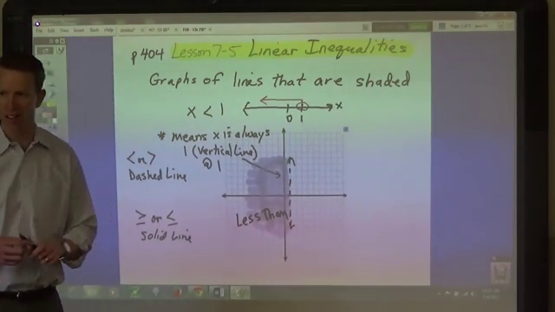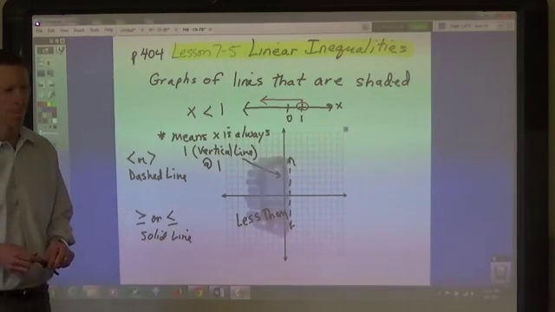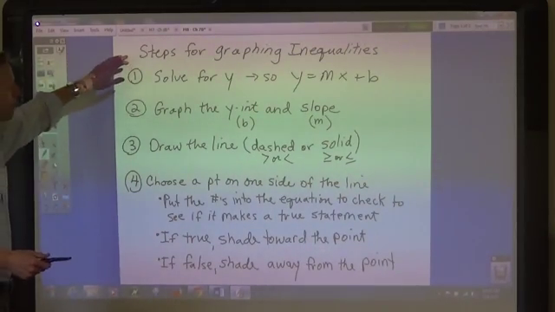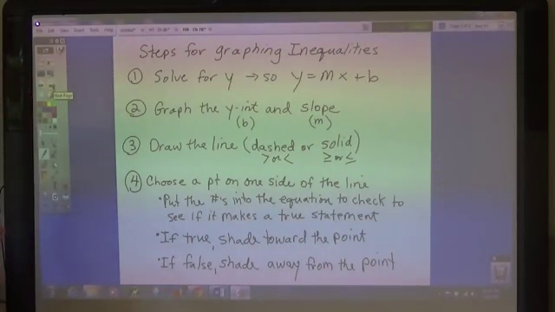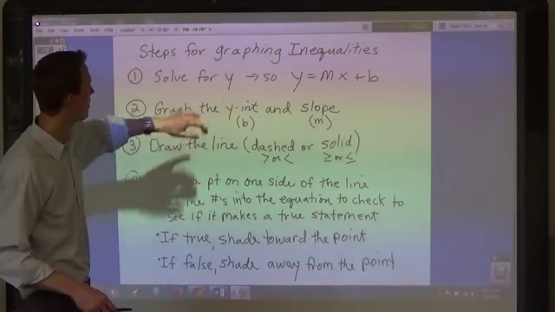You with me so far? Do you remember this? Alright, so this is what we're talking about. We're talking about graphing inequalities. And if you have an equation, these are the steps.